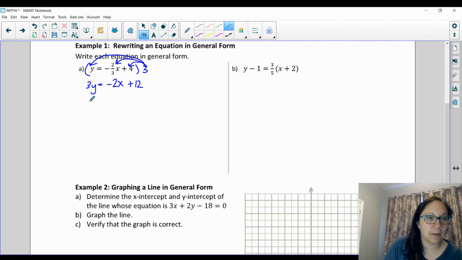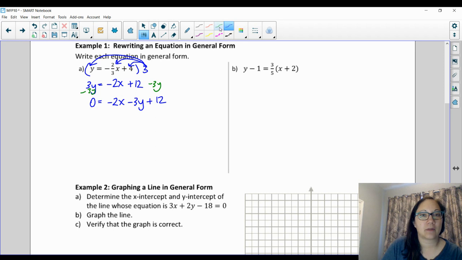So if I move the 3y over by subtracting 3y from each side, then I'm going to have on my next step 0 equals -2x minus 3y plus 12. So we're almost in general form. We've got the x, then the y, then the constant. The only problem is we have a negative as our a value. It's -2. That's what's in front of the x, and I don't want that to be negative.